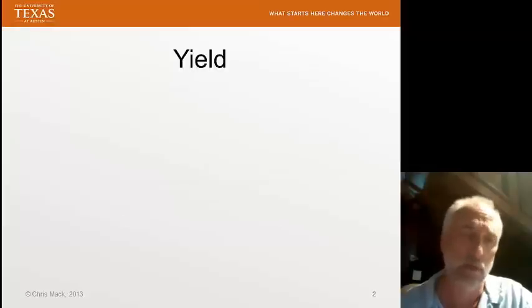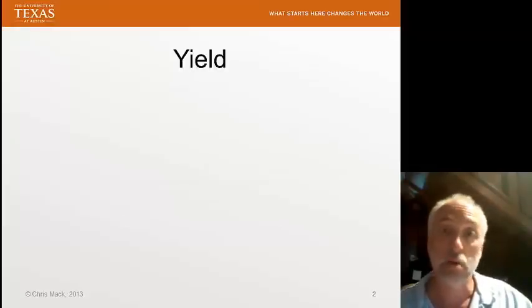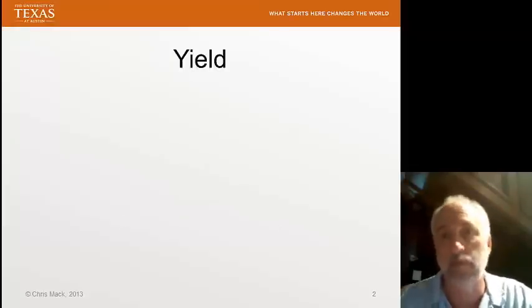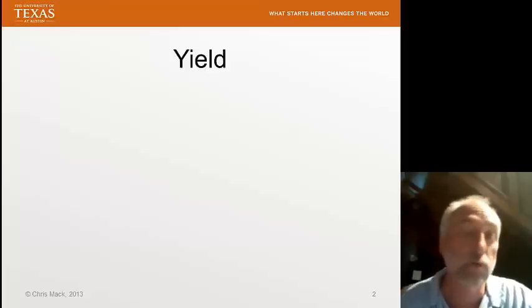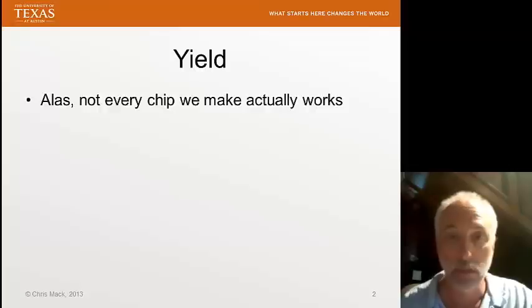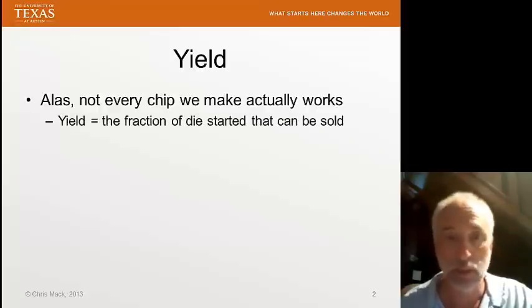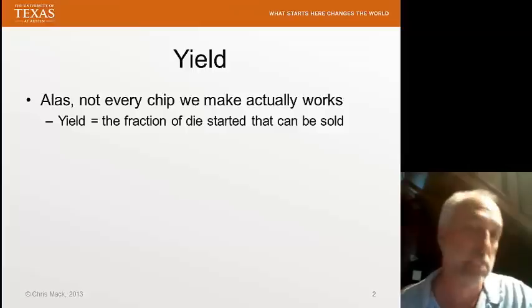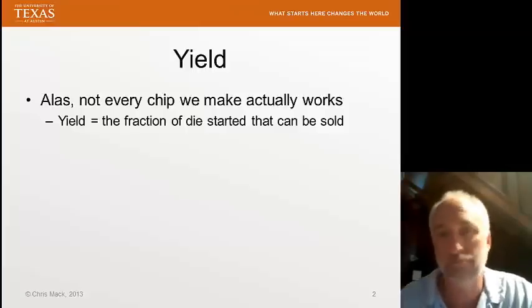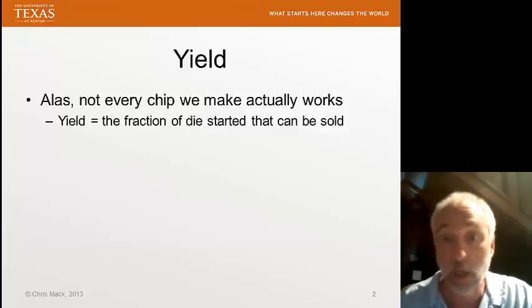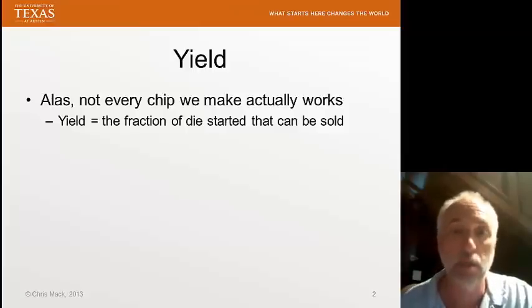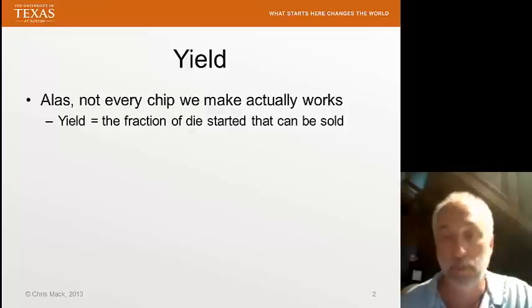Yield is obviously a very critical part of the whole idea of manufacturing a chip, because we're not manufacturing for the fun of it, we're manufacturing to sell. And what is the yield? Well, yield is the fraction of the product that we start to make that we can actually sell. Unfortunately, not every chip that we make actually works, and we need a way of expressing and describing this fraction of chips that work numerically.